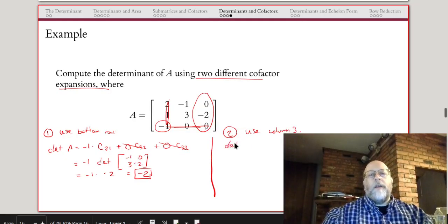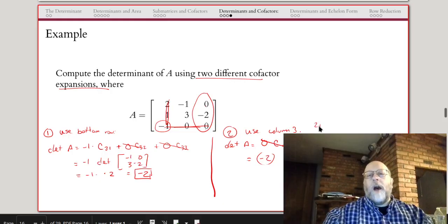And now the determinant is 0 times the cofactor in position 1, 3, minus 2 times the cofactor in position 2, 3, plus 0 times the cofactor in position 3, 3. And again, 0 times anything I don't care about. And so this is going to be -2 times the determinant of this matrix: 2, -1 in the top row, -1, 0 in the bottom row.